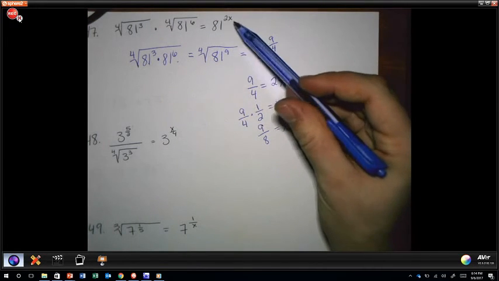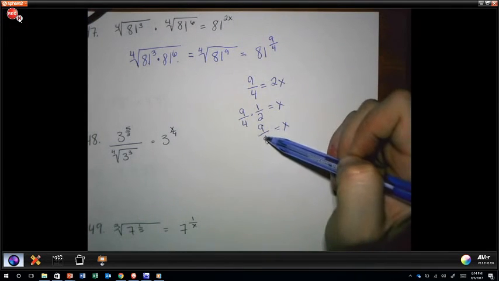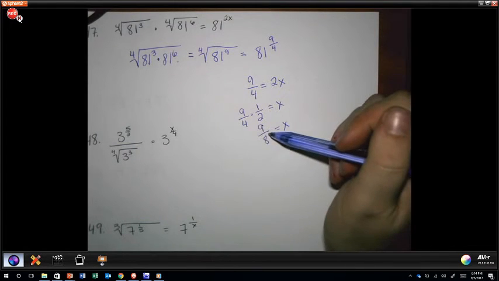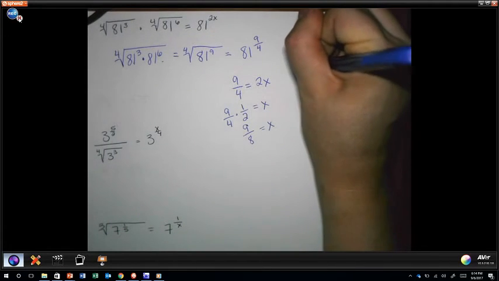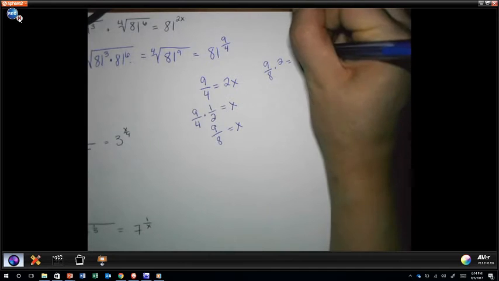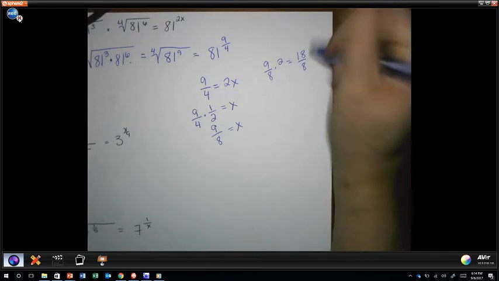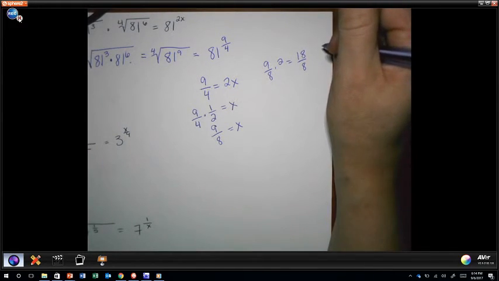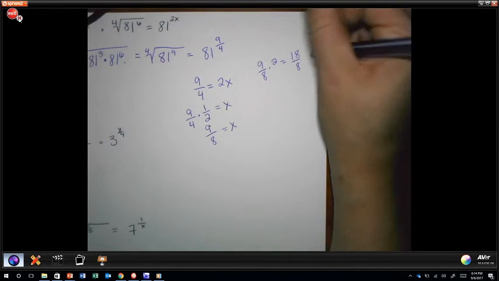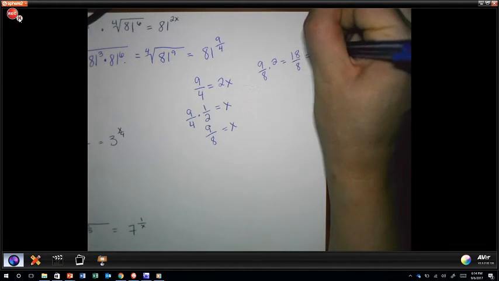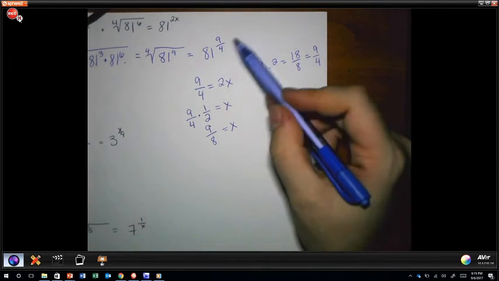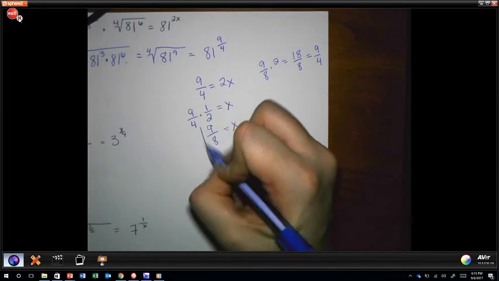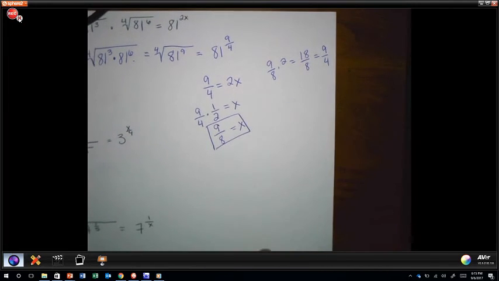I can check my answer by multiplying this by 2. Twice as much of this will give me 18/8. If I divide my numerator and denominator, that reduces to 9/4. And that's what I started with. So my answer for x is 9/8.